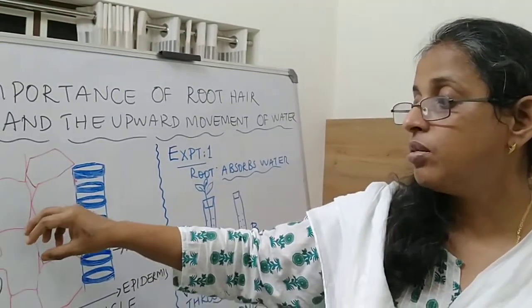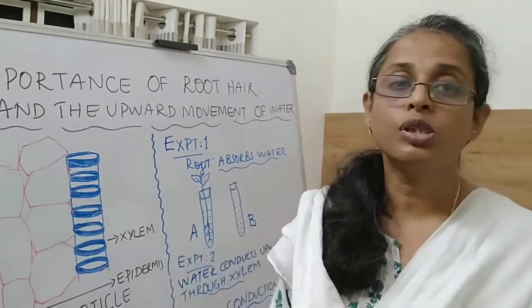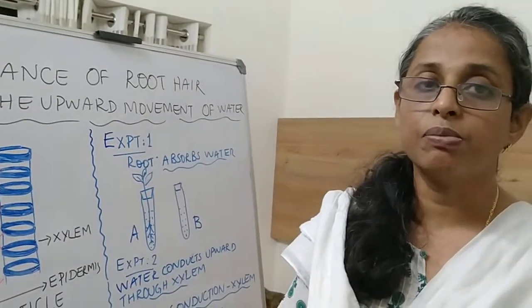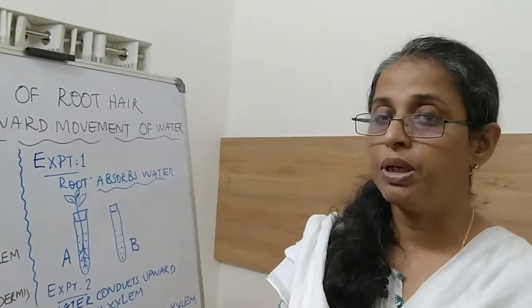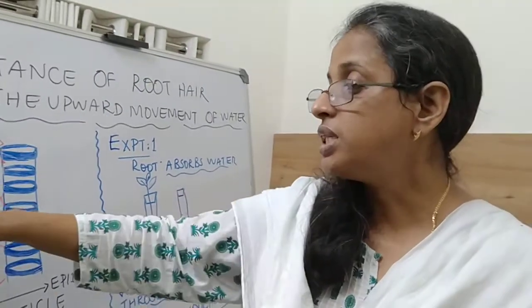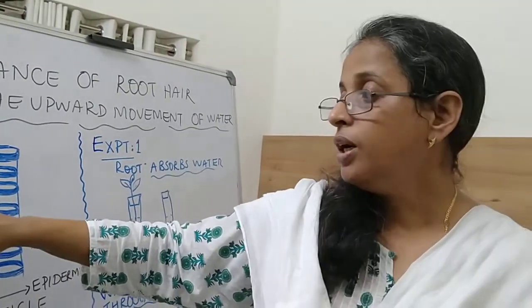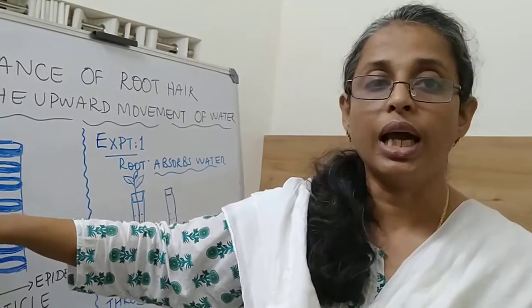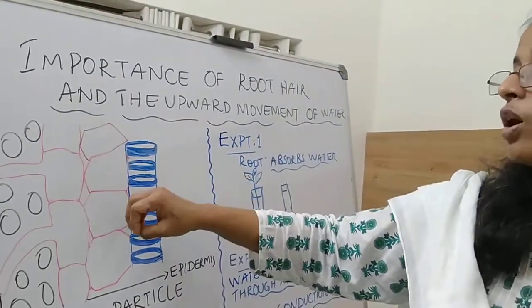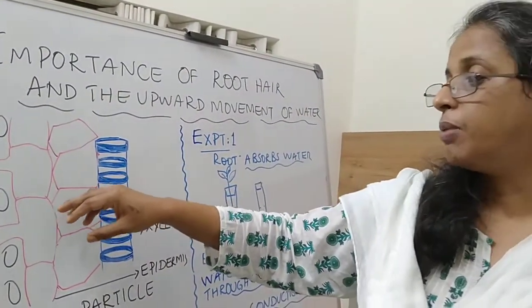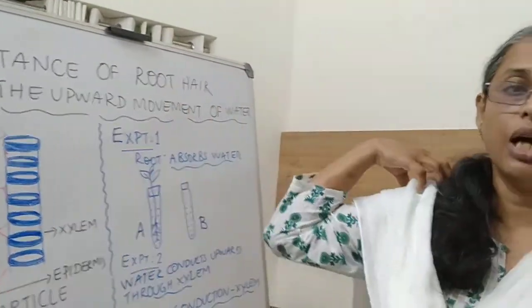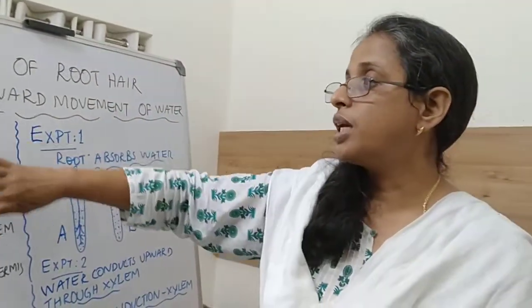Once the ions are taken in by active transport using ATP, adenosine triphosphate, as we have seen in the last class, and have entered the cell, into the root hair, then further they move along with the water from the epidermis to the xylem, and further upward conduction takes place.